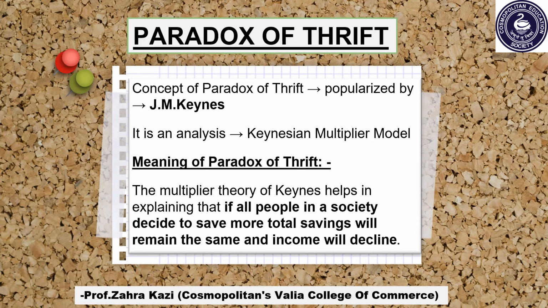The multiplier theory of Keynes helps us in explaining that if all people in a society have decided to save more, then the total savings will remain the same. So if all are saving, it does not mean that the saving will increase. According to Keynes, this concept of paradox of thrift states that if all people are saving more, the savings level will remain the same. In fact, the income will decline. Let us see more about this.